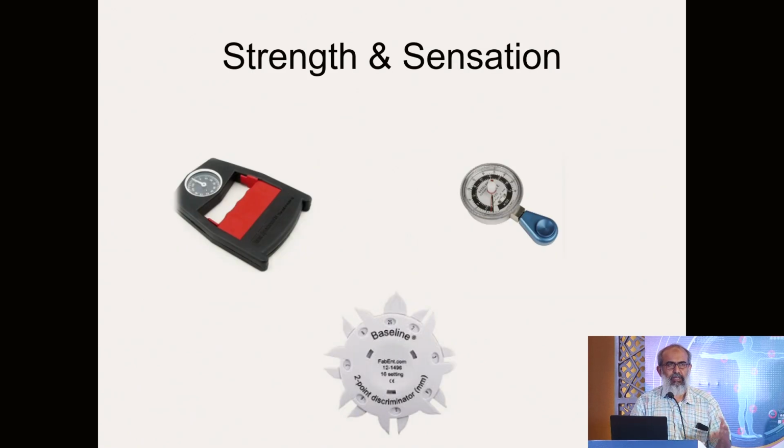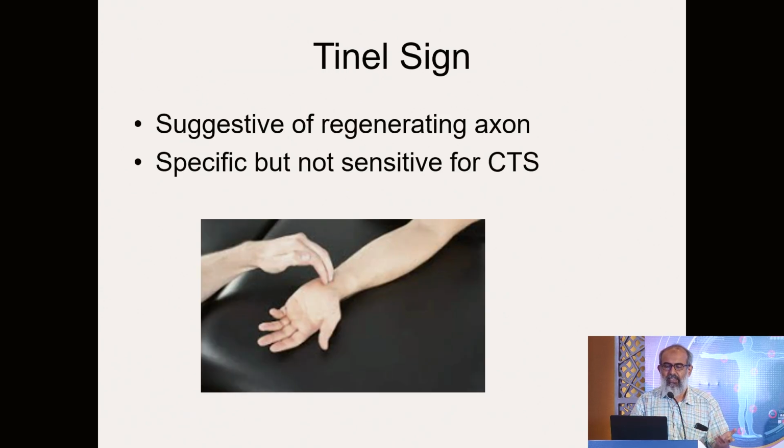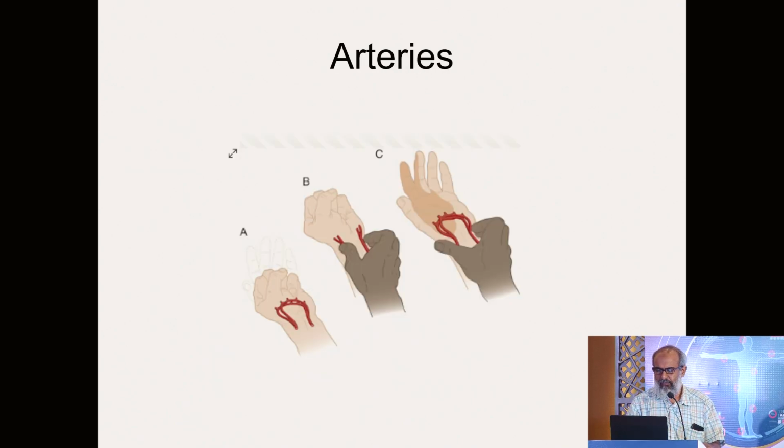Strength and sensation, you can measure with instruments, and you can have a rough measurement: two-point discrimination, pinch and grip strength. Then the Tinel sign. Okay. So all the Tinel signs are not that sensitive. We just show that there is a regenerating axon. You can have it over the median nerve, or you can have it over the ulnar nerve.